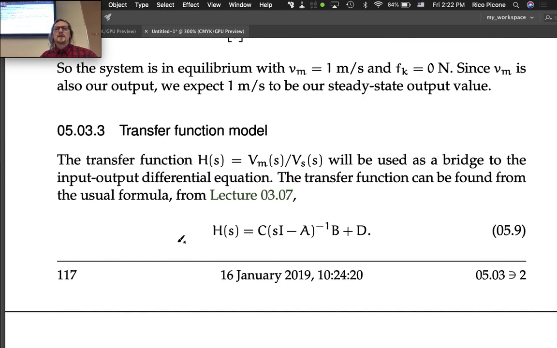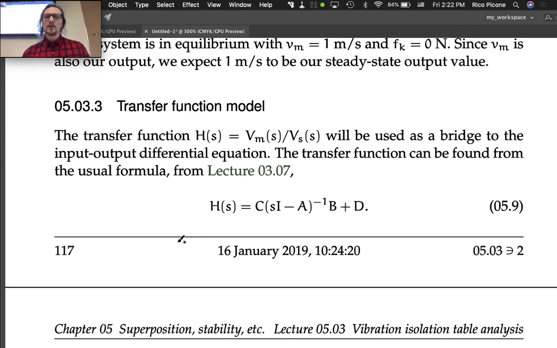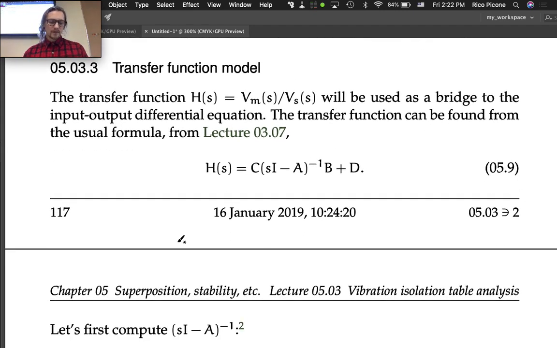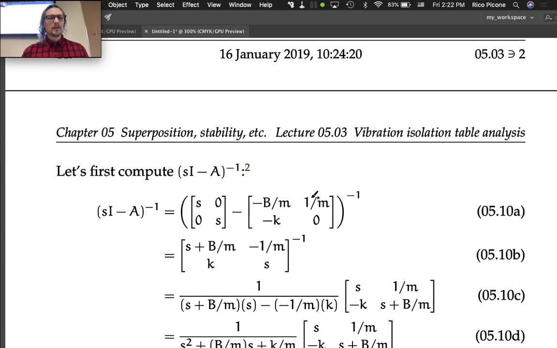Now let's turn to the transfer function model. So the transfer function, the output over the input in the Laplace domain, Vm over Vs, will be used as a bridge to the input-output differential equation. So that's mainly what we're using it for right now. The transfer function can be found from the usual formula from lecture 3.7, so you can review that if you want to find the derivation of this equation. So it's C (sI minus A) inverse B plus D.